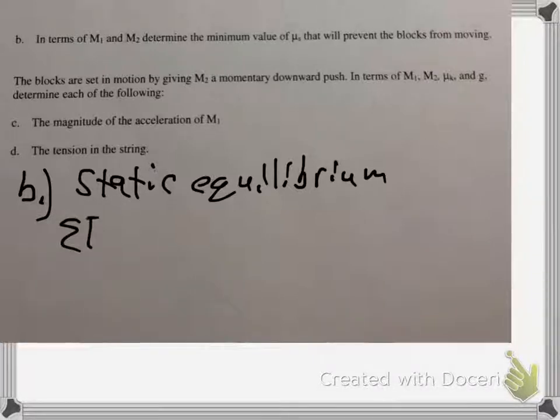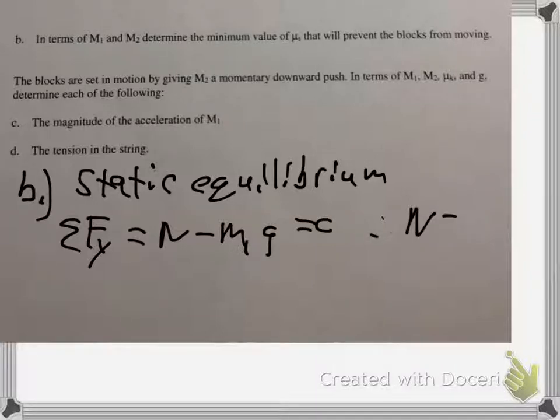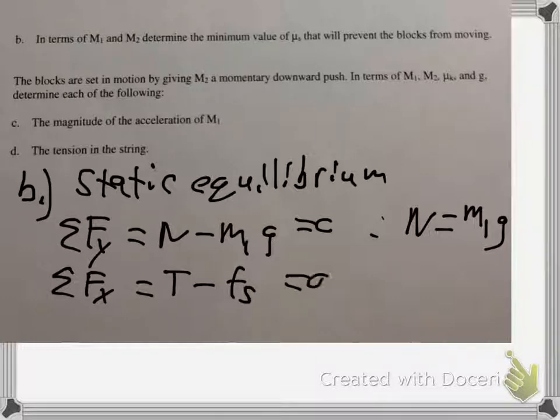But anyway, we know that the normal force minus M1G is equal to 0. So therefore, the normal force is equal to M1G. And in the x, T minus Fs is equal to 0. So therefore, T is equal to Fs. Okay, so what is the minimum value of the coefficient of friction that will prevent the blocks from moving?